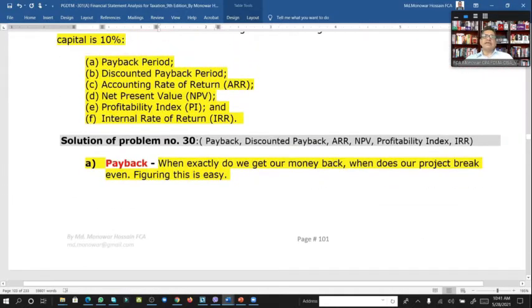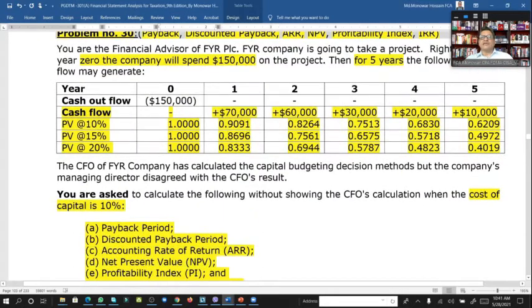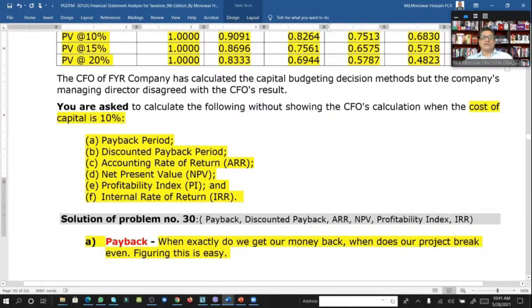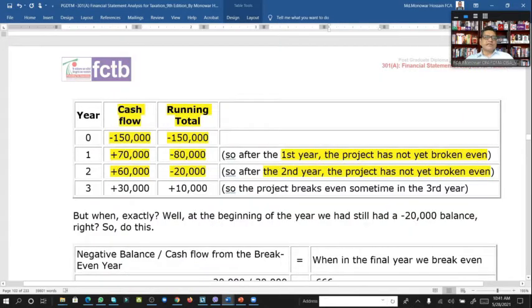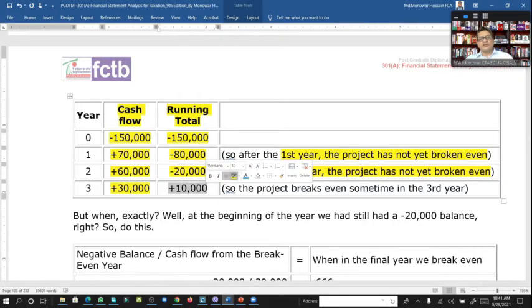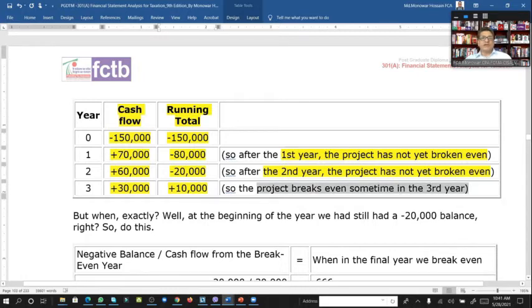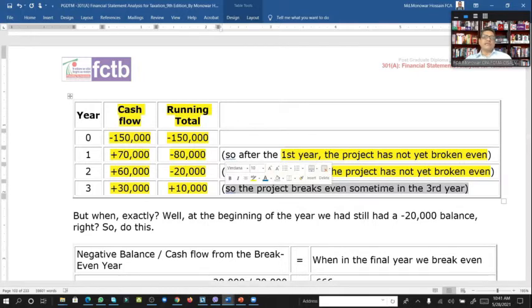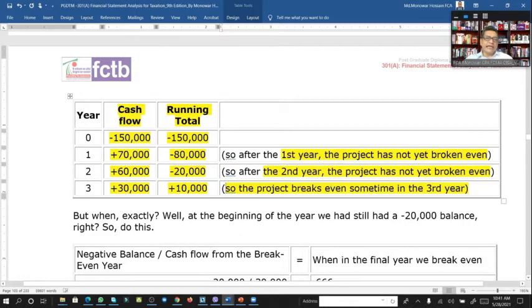In year 3, the cash inflow is 30,000. So look here, in year 3, putting this 30,000 here, 10,000 comes out positive. So we have to find the break even. The project breaks even sometime in year 3, but we do not need the total amount of year 3. So how will we calculate it?